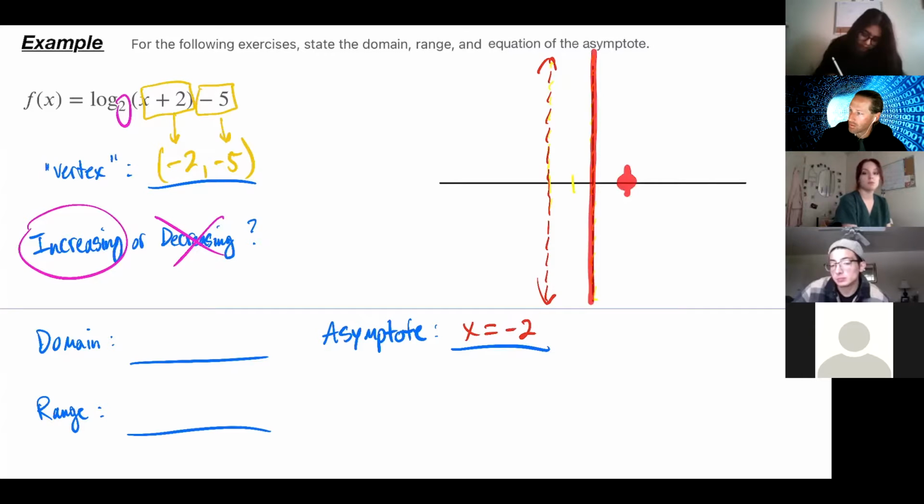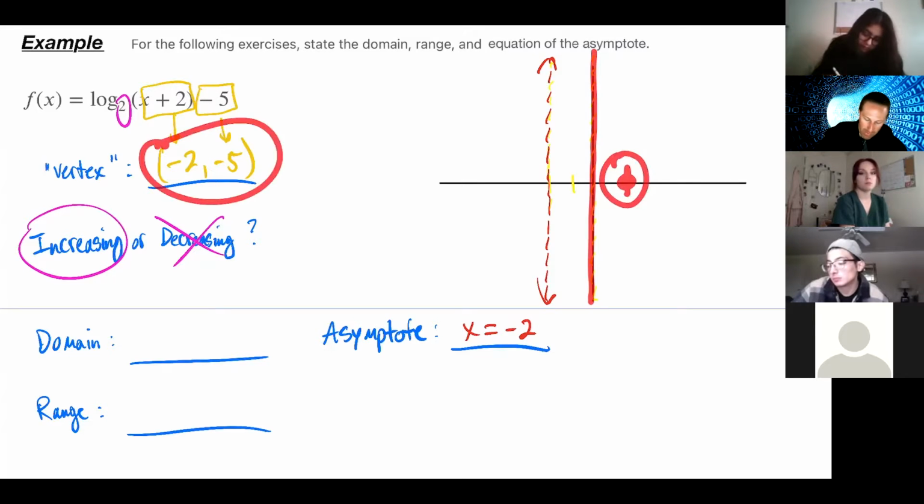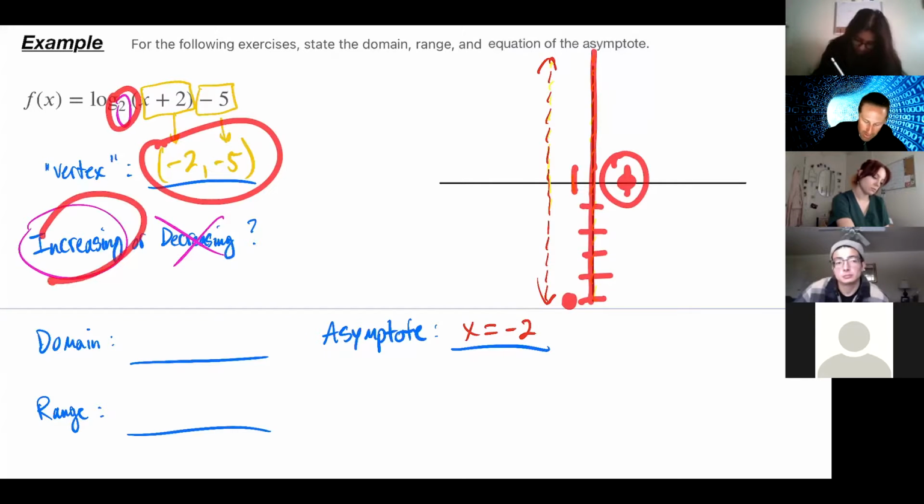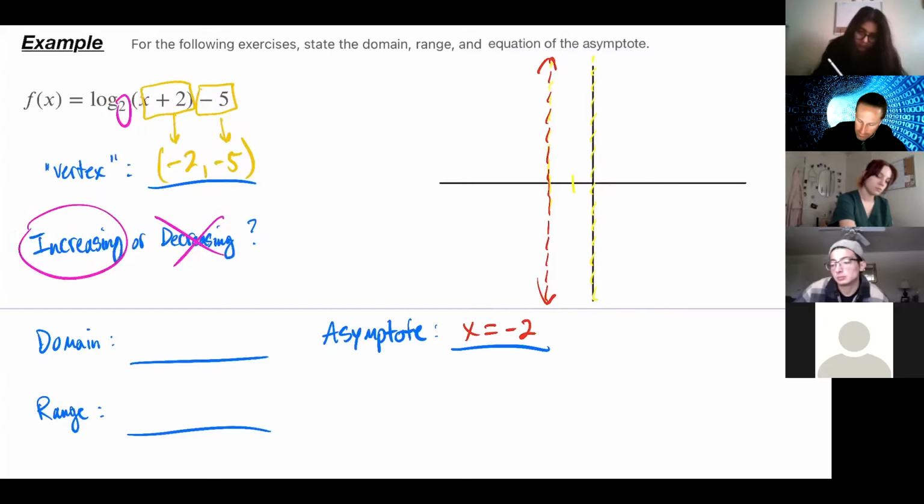1, 0, right? We're going to take that and shift it, like Marco said, left 1, 2, and then down 1, 2, 3, 4, 5. And from there, Richard helped us out and said, because of the base, it's going to be increasing. So from this point, I'm going to go left 1, 2, and down 1, 2, 3, 4, 5. And then I'm going to draw it as an increasing function.